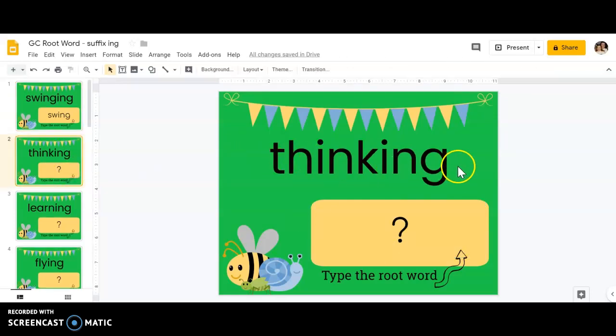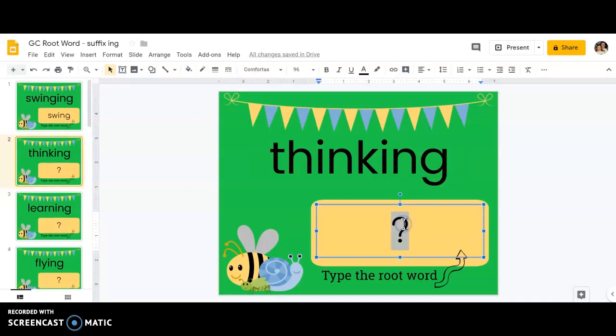This is the word thinking. There's a root word and a suffix of ing. Your root word is what's left when you take off the suffix of ing. So double click your question mark so it turns blue, and then let's spell the root word. Think. And that's the root word that's left after the suffix of ing is taken off. The root word of thinking is think.